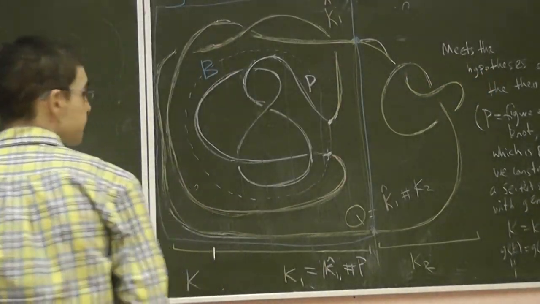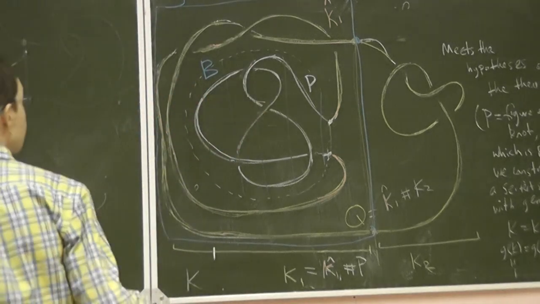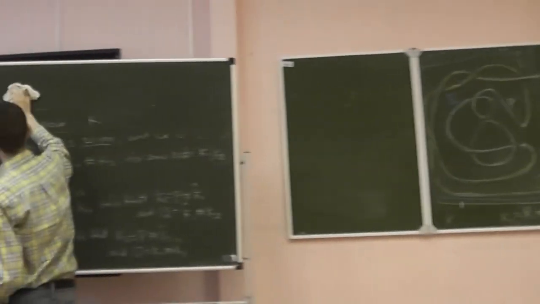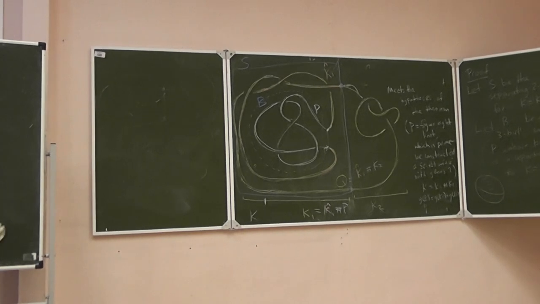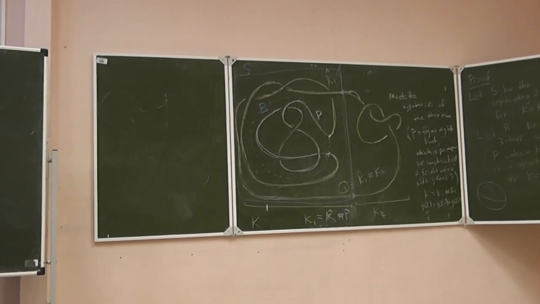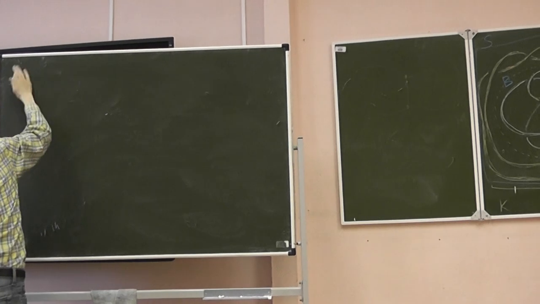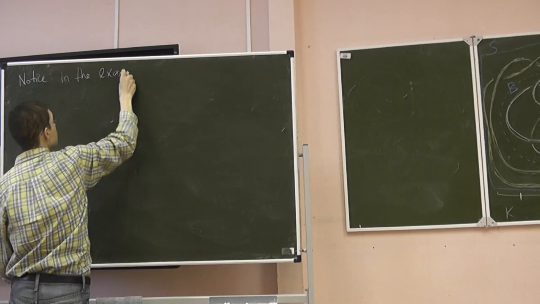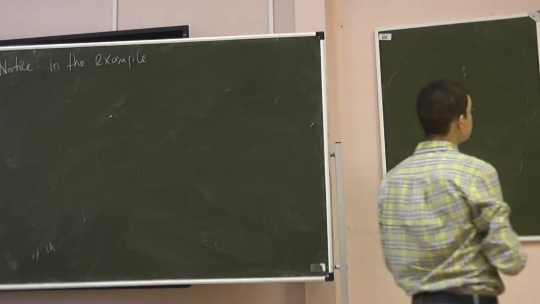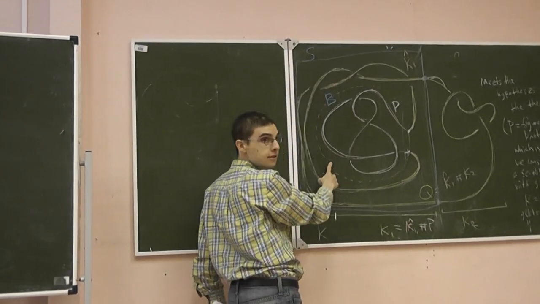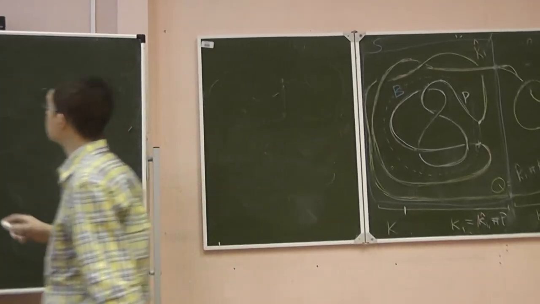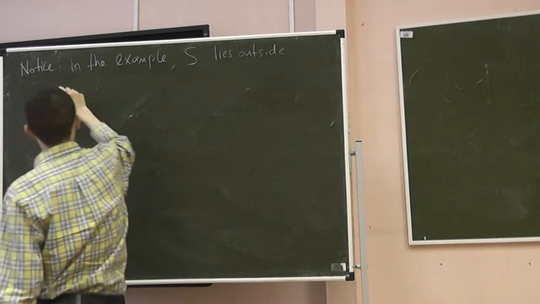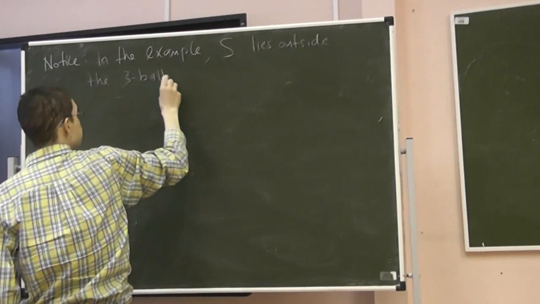So now in the example, I'll go over to the left-hand side. Notice in the example, the two-sphere S lies outside the three-ball B.